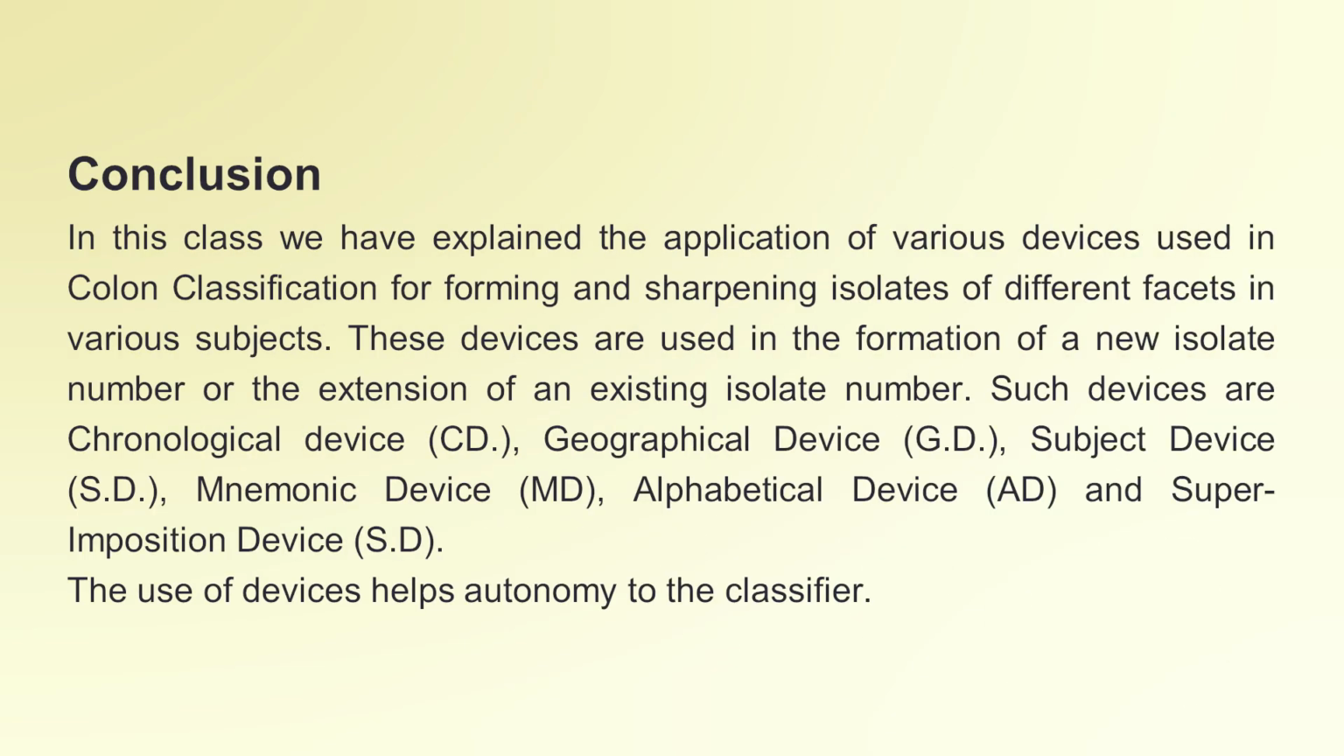So, in this class, we have explained the application of various devices used in colon classification for forming and sharpening isolates of different facets in various subjects. These devices are used in the formation of a new isolate number or the extension of an existing isolate number. Such devices are chronological device, geographical device, subject device, mnemonic device, alphabetical device, classic device and superimposition device. The use of devices helps autonomy to the classifier.